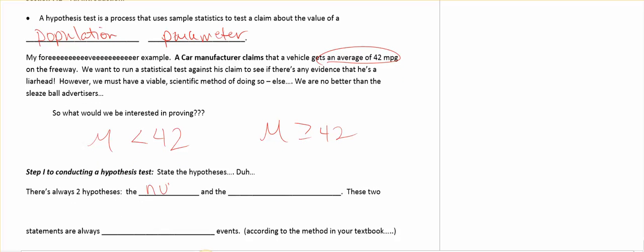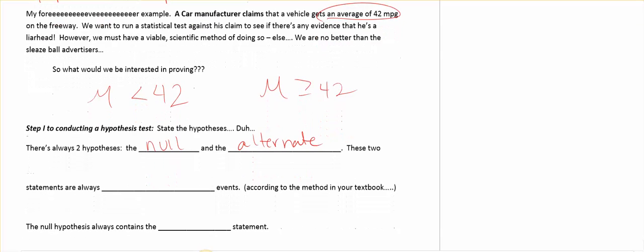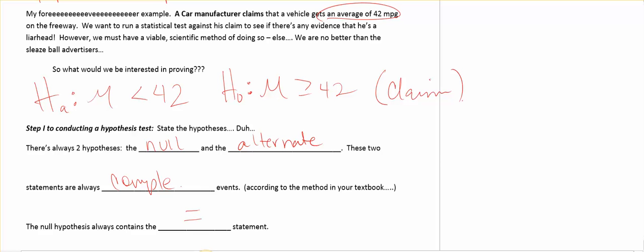There's a null hypothesis, which is the piece that always includes the equal to statement, and then there is the alternate hypothesis. These two statements are always complements to each other, and the null hypothesis always contains the equal to statement. So back up here, this would be our null hypothesis, and notice how I wrote it, and this would be the alternative hypothesis. This alternative hypothesis is what we are interested in, but the null is the claim that the manufacturer is making.